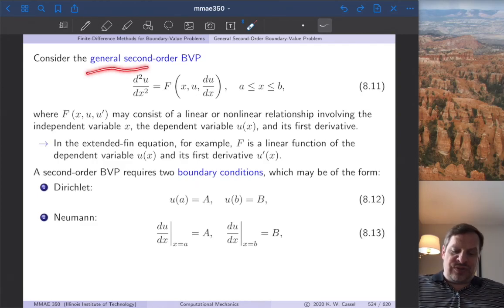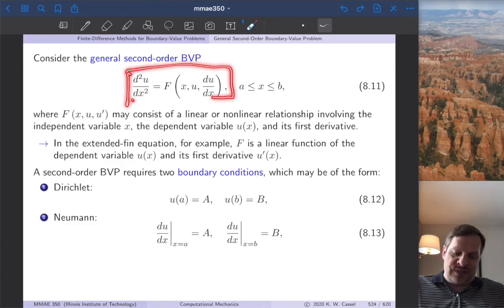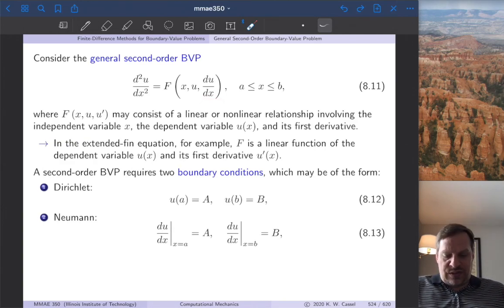So here's a general second order boundary value problem. The extended fin problem was a second order problem, but we're just going to generalize that. So we have a second order derivative d squared u dx squared, and that's a function of the independent variable x, the dependent variable u, and its first derivative du dx. And then this could be a nonlinear or a linear combination of the x, the u, du dx.